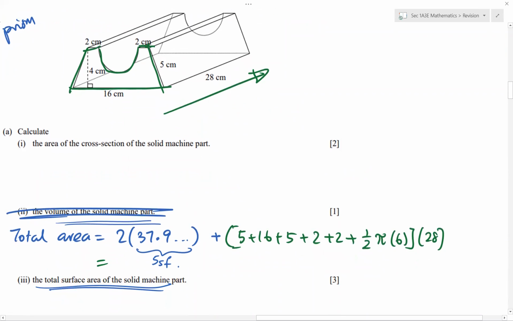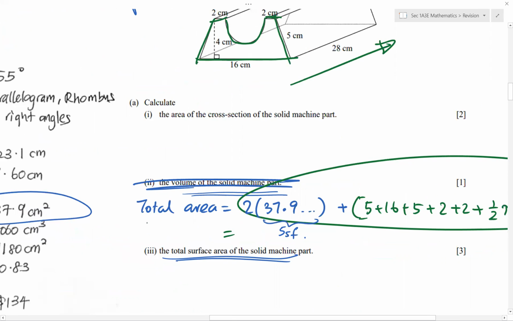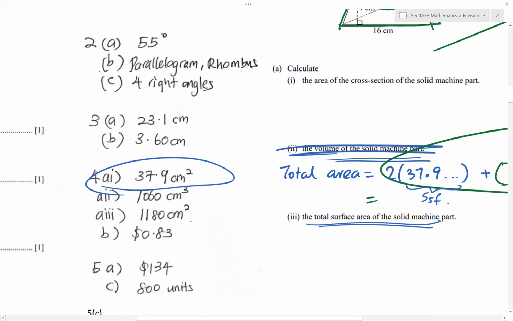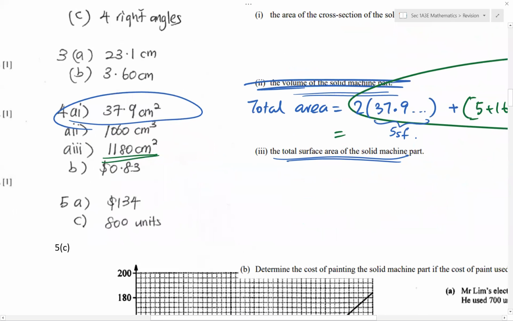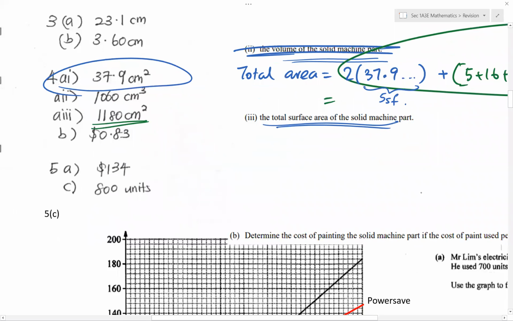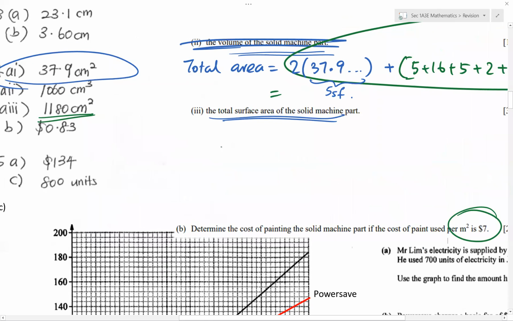So this is the formula for the total surface area of a prism. Always front and back, that is 2 times the cross-section, plus the perimeter of the cross-section times the perpendicular height. That should give us 1180 square centimeters. But the cost of painting the solid, if the cost per square meter is $7, so just do a conversion. Now, 1180 square centimeters equals how many square meters?